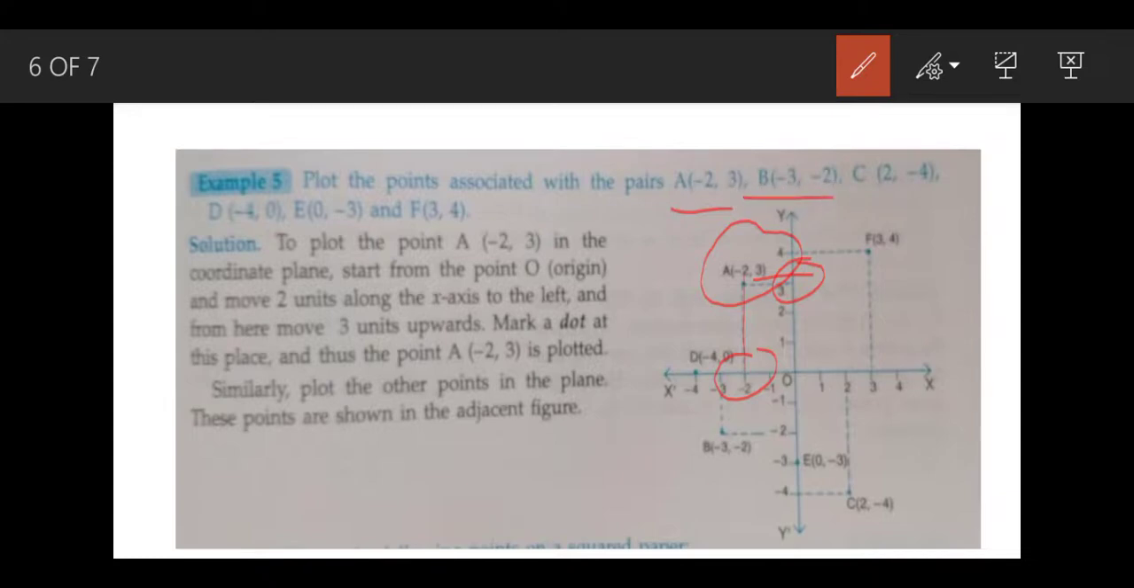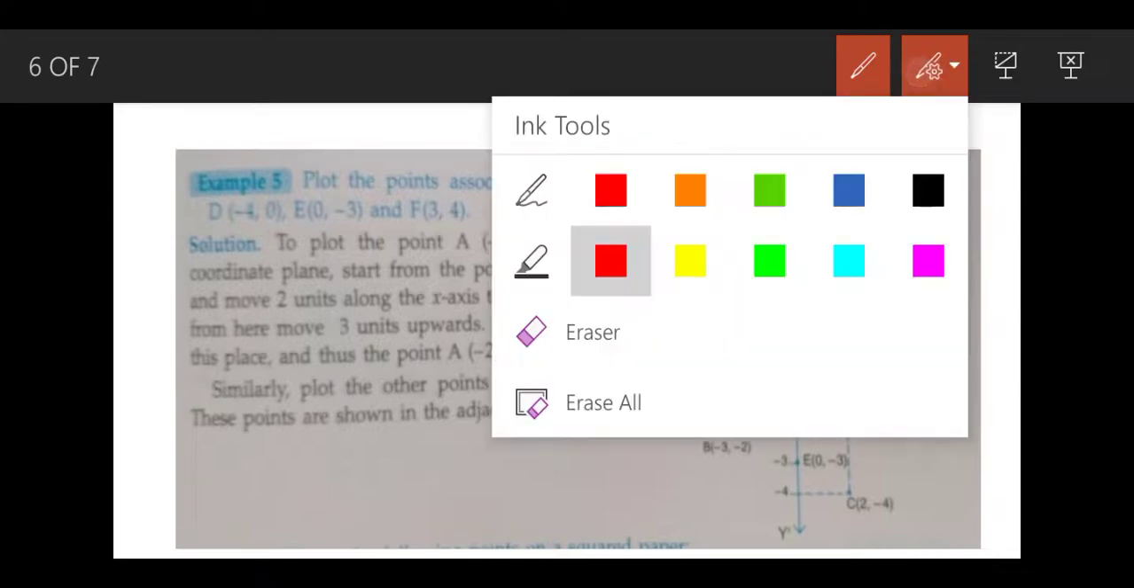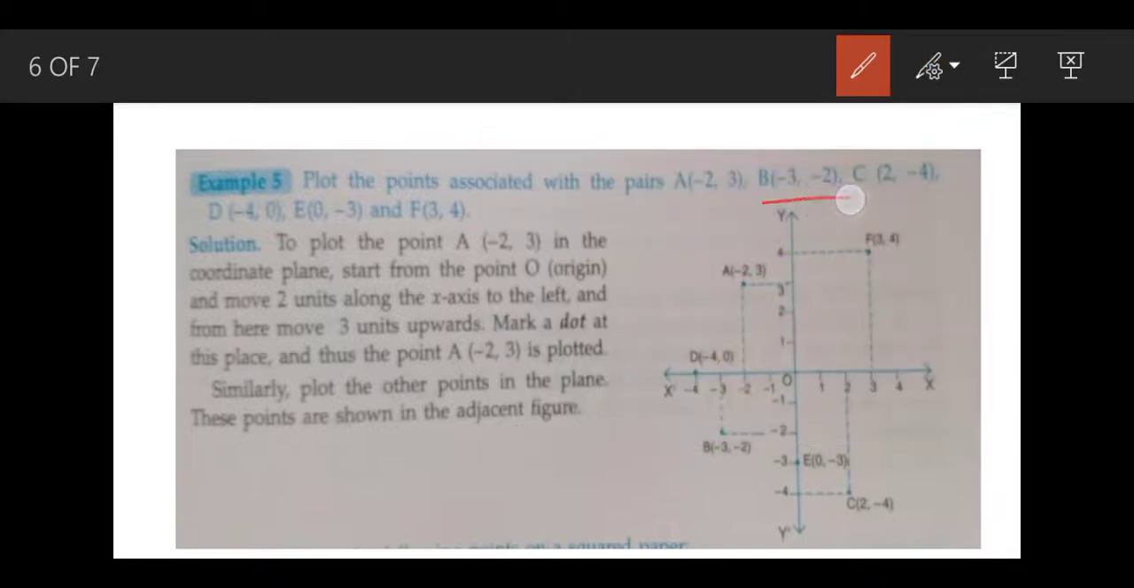Now point B, minus 3 comma minus 2. Minus 3 and minus 2 both are negative, so it will lie in the third quadrant. From the x we will take minus 3 here, from the y we will take minus 2. This is the intersection of these two with the perpendicular lines. There is no need to make these perpendicular lines as they are already in the graph. So we can easily mark it. Minus 3 comma minus 2, this is point B.